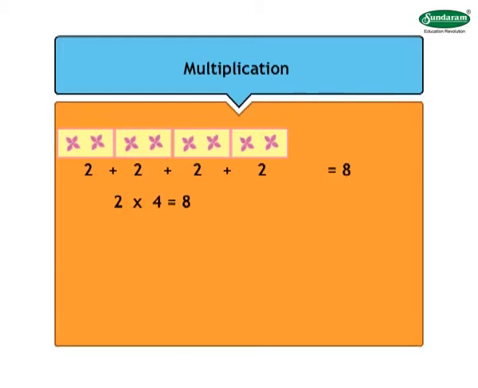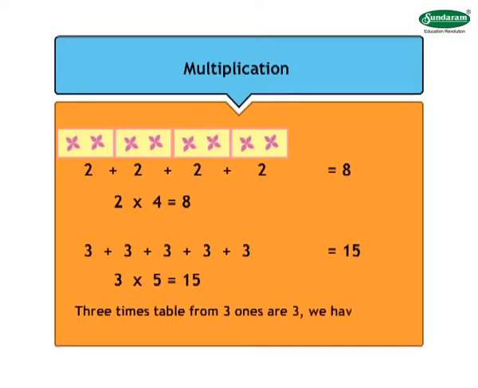Consider another example. 3 plus 3 plus 3 plus 3 plus 3 is equal to 15. This means when 3 is taken 5 times, and when it is added, it gives us 15. In other words, 3 multiplied by 5 gives 15, or 3 fives are 15. This means when we start saying the 3 times table from 3 ones are 3, we have to say up to 3 fives are 15.